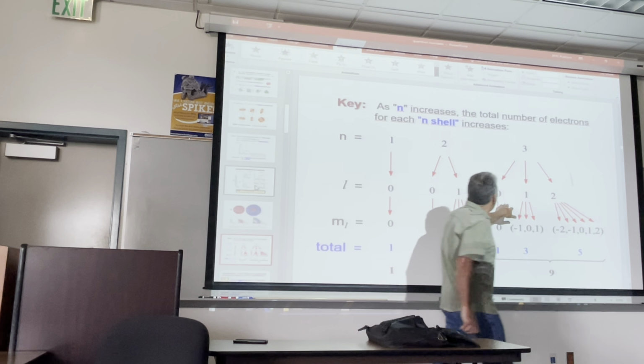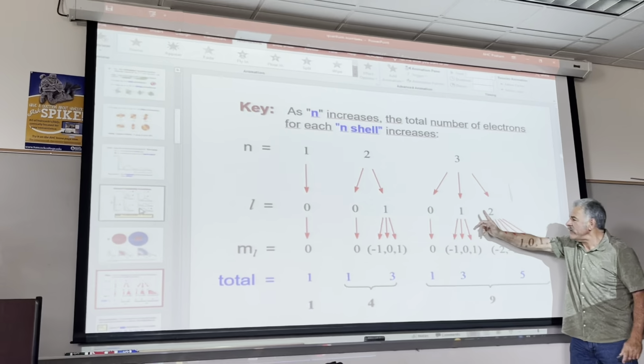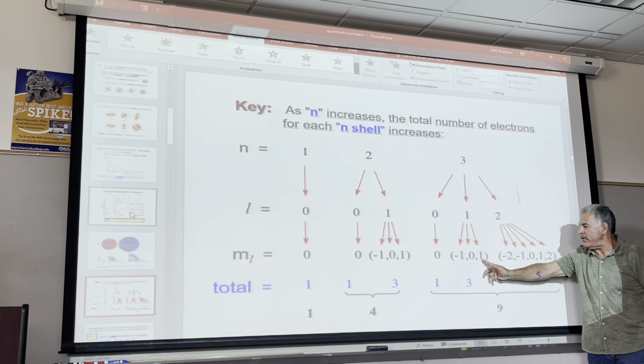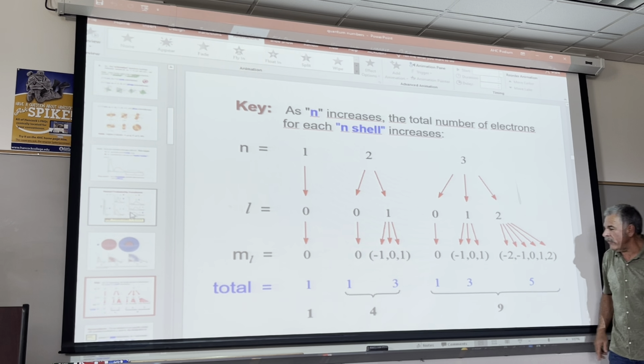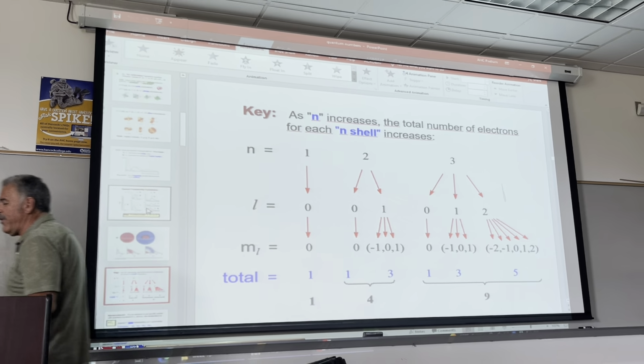And then, what do we have here? For n equals 3, we have l equals 0, 1, and 2, and now we have the s, the px, py, pz, and then the 5 d orientations, for a total of 9. But we're still not quite there.